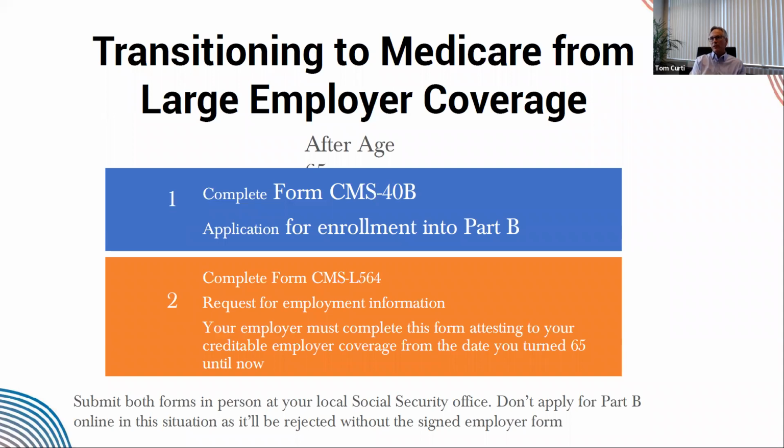So it's important, as Doug said, that if you're in that transition period, you're going to be asked to fill out the 40B, which might be redundant, and also to get the L564 signed. Yeah. Thanks, Tom. That's great. I think all this comes down to there are special circumstances if you plan to work past 65 that need special consideration.